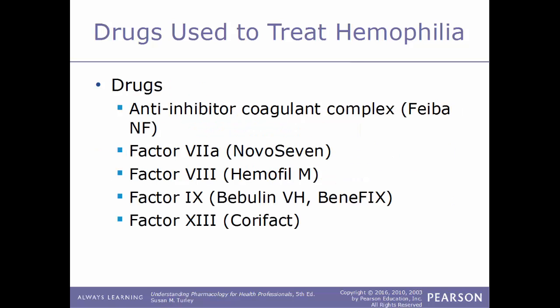And then factors 7A, 8, and 9 are the actual blood clotting factors within manufactured drug form that a patient can take. Some examples of drugs that would treat hemophilia: anti-inhibitor coagulant complex, also known as FEIBA NF, factor 7A, which is sold under the name NovoSeven, factor 8, also known as Hemofil M, factor 9, also known as Bebulin VH or BeneFIX, and factor number 13, which is known as Corifact. So these last 4 that are listed here are drug forms of the actual clotting factors you would normally find and should normally find in a person's blood.